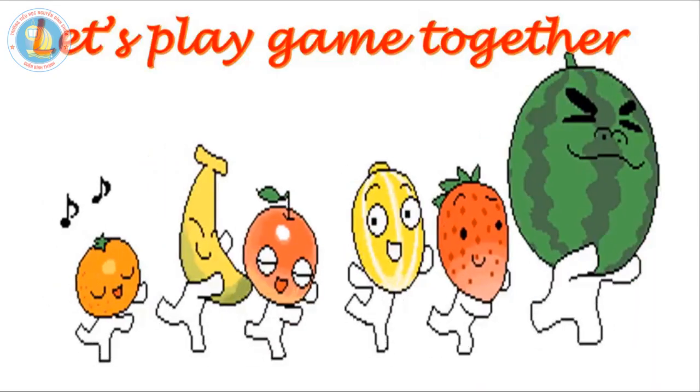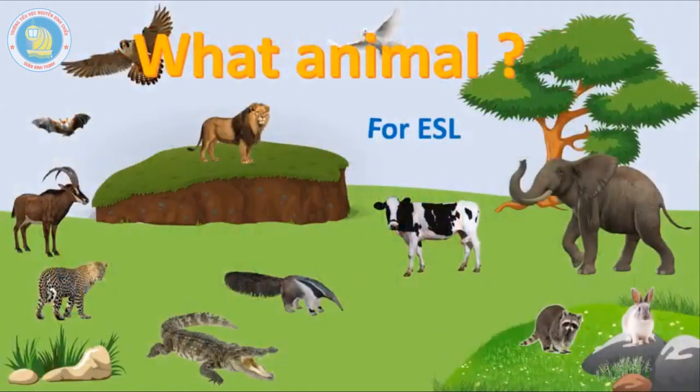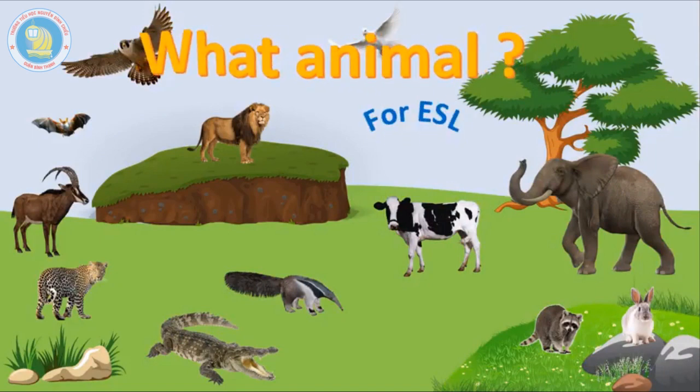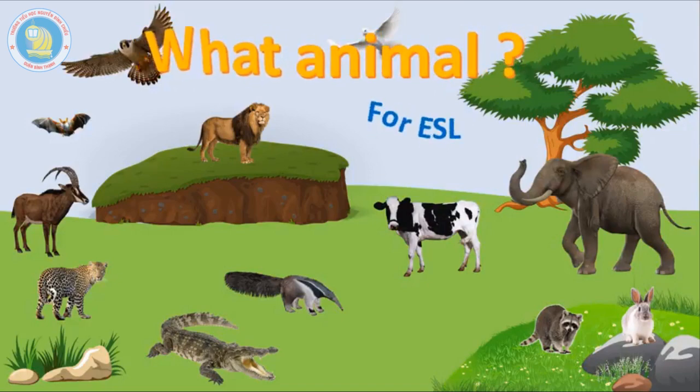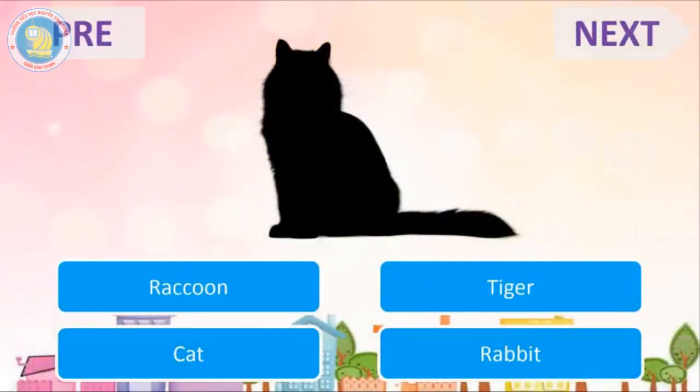Let's play a game together. What animal? Everyone, are you ready? Okay, let's go. Everyone, you look at the shadow of the animal. And you look at the words. Then you choose the correct name. Are you ready? Okay, let's go.